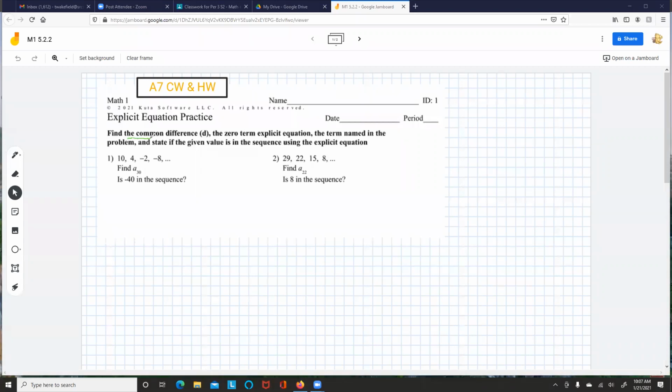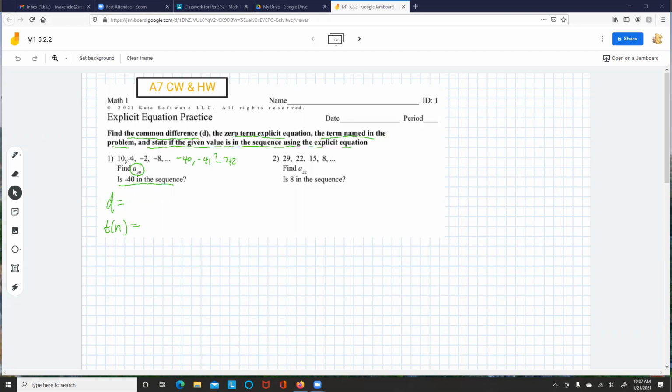Okay, so find the common difference, d. So we might want to find what the common difference is, what d is. The zero term explicit equation, so what's the equation, our t of n equation. The term named in the problem, we want to find the 30th term for the first problem. And state if the given value is in the sequence using the explicit equation. So is negative 40 in the sequence? If we keep going, will negative 40 be part of this? Or is it negative 41? Is it negative 42? What number is part of the sequence? That's what we're going to figure out.